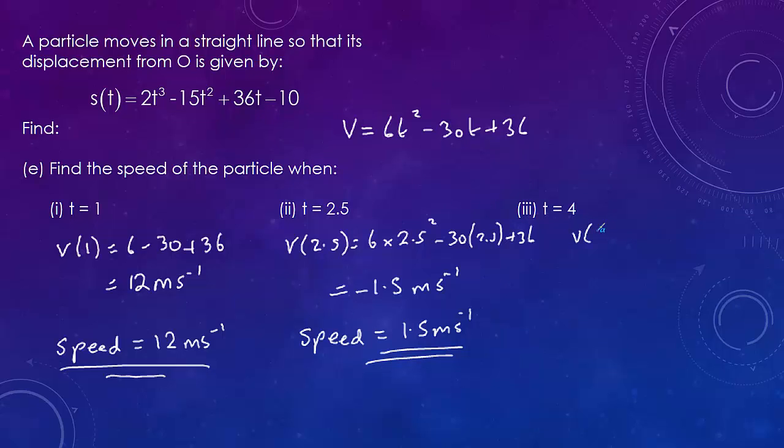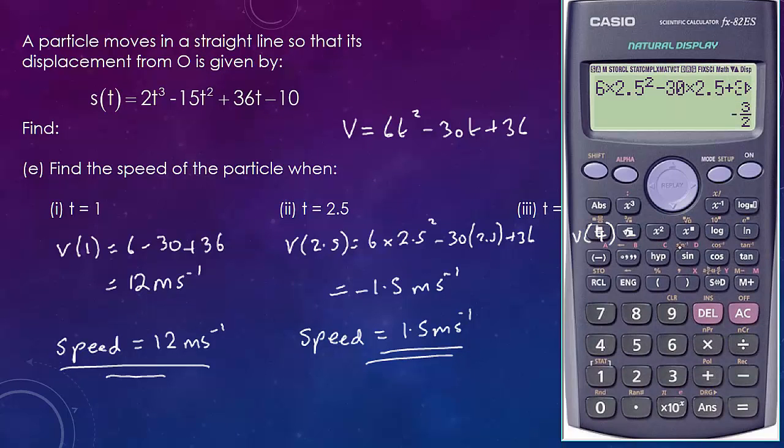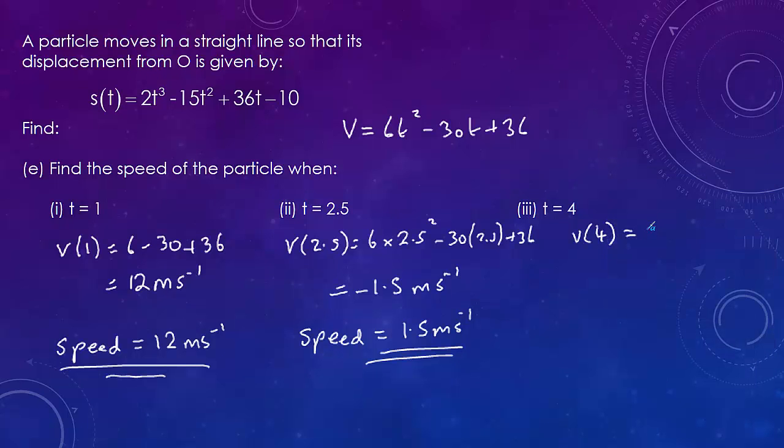And then we want v of 4. So let's get the calculator back up and we'll change the 2.5s to 4s. Thought I did this calculation earlier, but I've actually forgotten what the answer was. And that's 12. So that would be 12 meters per second for the velocity. And because, of course, it's positive, that means the speed is 12 meters per second.